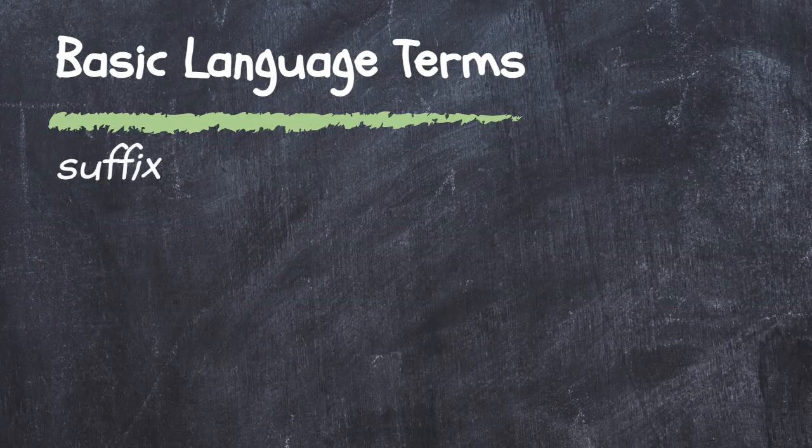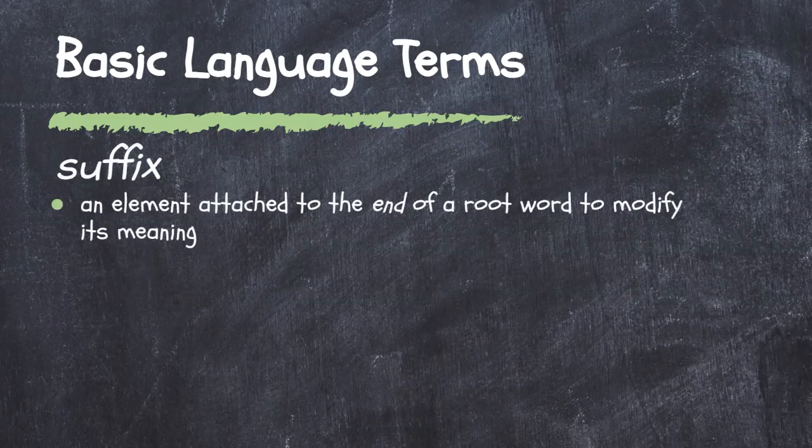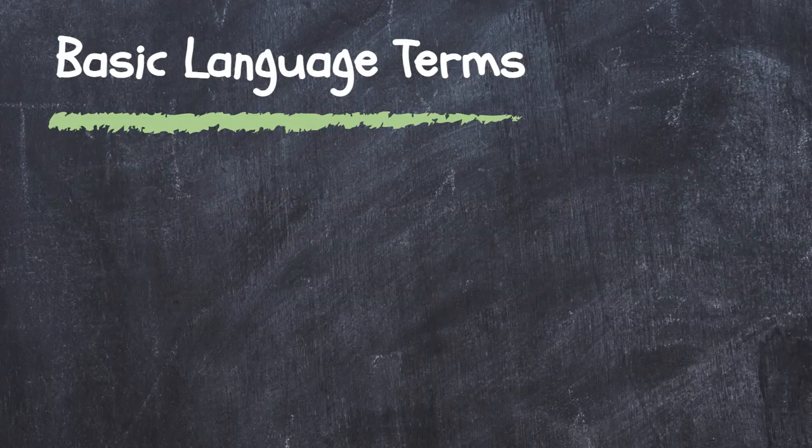Suffixes are those attachments that go at the end of a word. The word "suffix" is not a suffix, by the way. So it's an element that we attach at the end of a root word that modifies its meaning, like the "-ing" ending to indicate ongoing, that something's moving or happening, or the "-ed" ending that we put at the end of most verbs to indicate past tense.